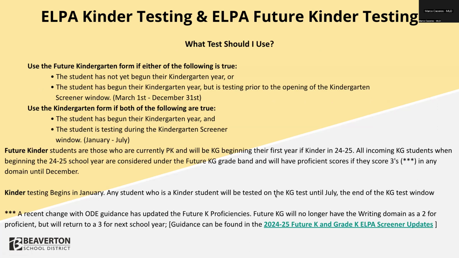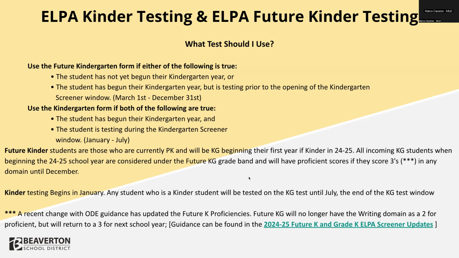And this is a little bit more of when you should apply each screener. The first one is: the student has not yet begun their kindergarten year, or the student has begun their kindergarten year but is testing prior to the opening of the kindergarten screener. The kindergarten screener window is in January, so that means this future K screener is applied March through December 31st. And then the actual kindergarten screener is for when a student has begun their kindergarten year and is testing during the kindergarten screening period window. That one is from the beginning of January all the way to the end of July.